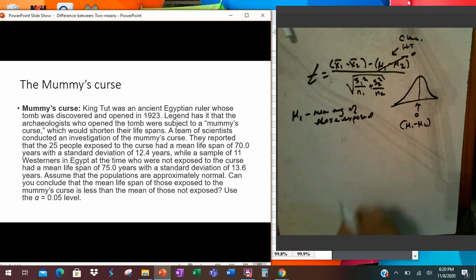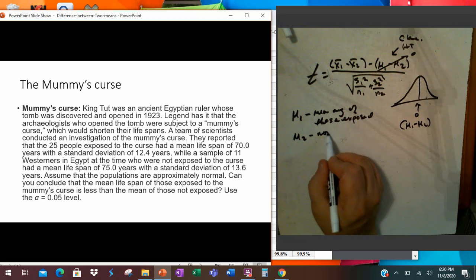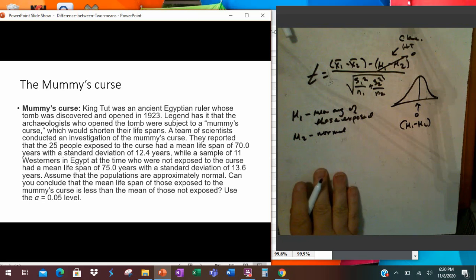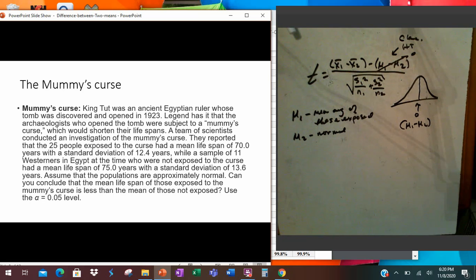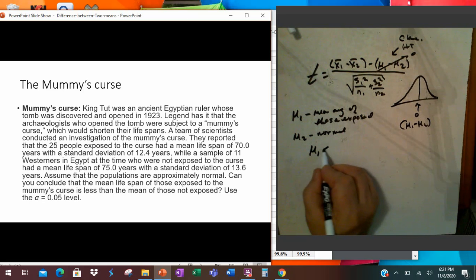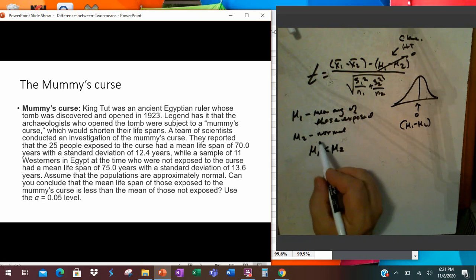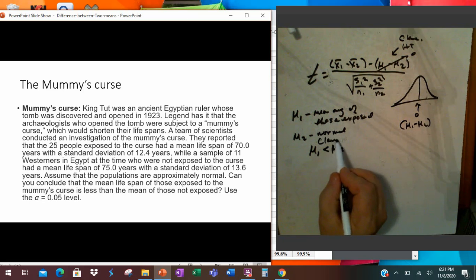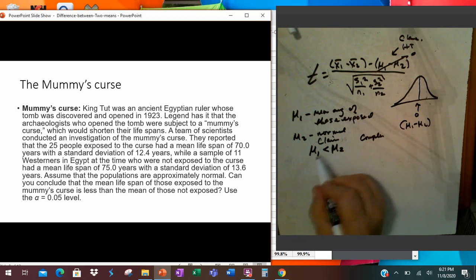Okay, and what we're going to say, so mu2 is normal. And what we want to do, can you conclude that the mean lifespan of those exposed to the mummy's curse, this one, is less? So this is less than mu2 in all of what we're doing. Okay, so the way I like to do it, here's our claim. We're going to do a complement. It's just the other stuff.